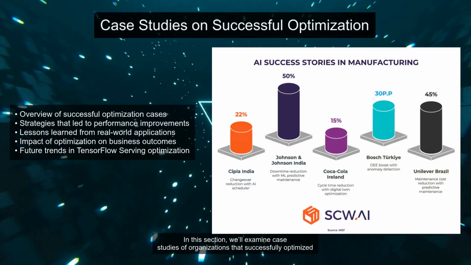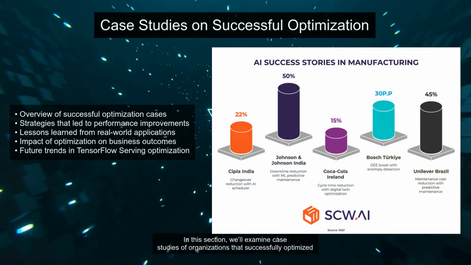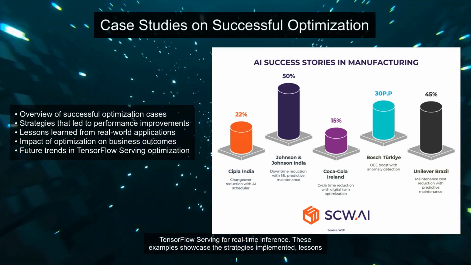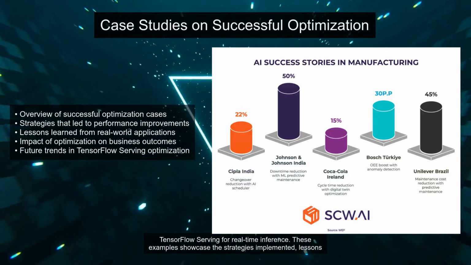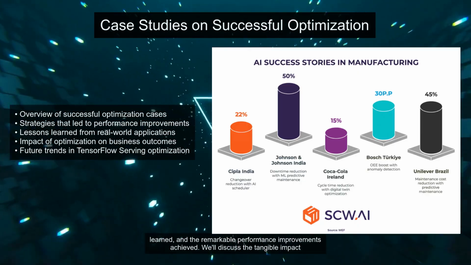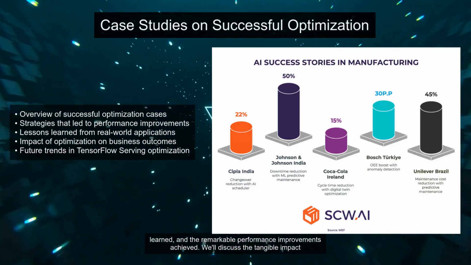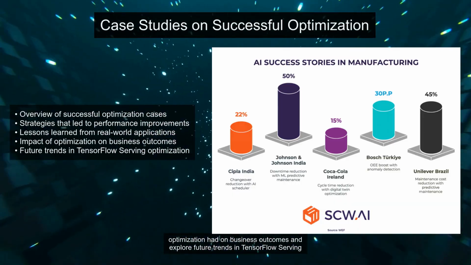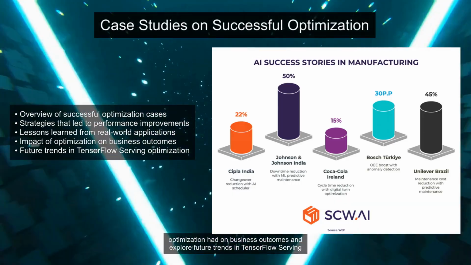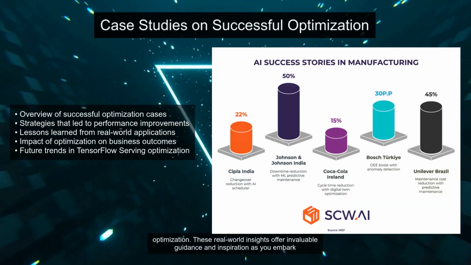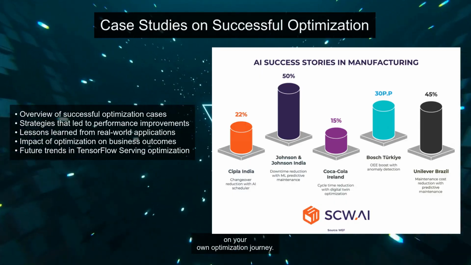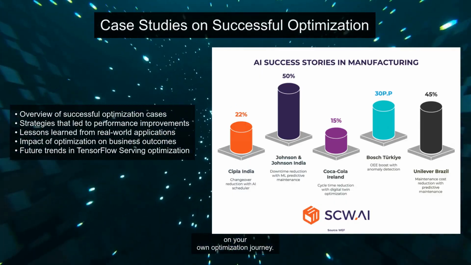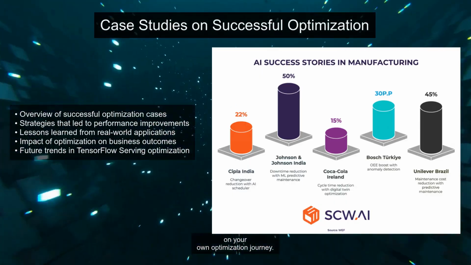In this section, we'll examine case studies of organizations that successfully optimized TensorFlow Serving for real-time inference. These examples showcase the strategies implemented, lessons learned, and the remarkable performance improvements achieved. We'll discuss the tangible impact optimization had on business outcomes and explore future trends in TensorFlow Serving optimization. These real-world insights offer invaluable guidance and inspiration as you embark on your own optimization journey.